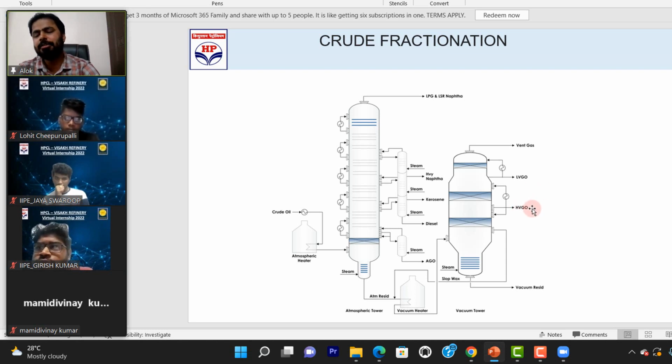So this HVGO, the heavy product we get, goes into the FCC unit, and we do the cracking reactions in the reactor region. Then the bottom is vacuum residue, which sometimes goes to the VBU unit for further processing, further treatment. So this is what we actually get. HVGO is the feed we use in the FCC unit.